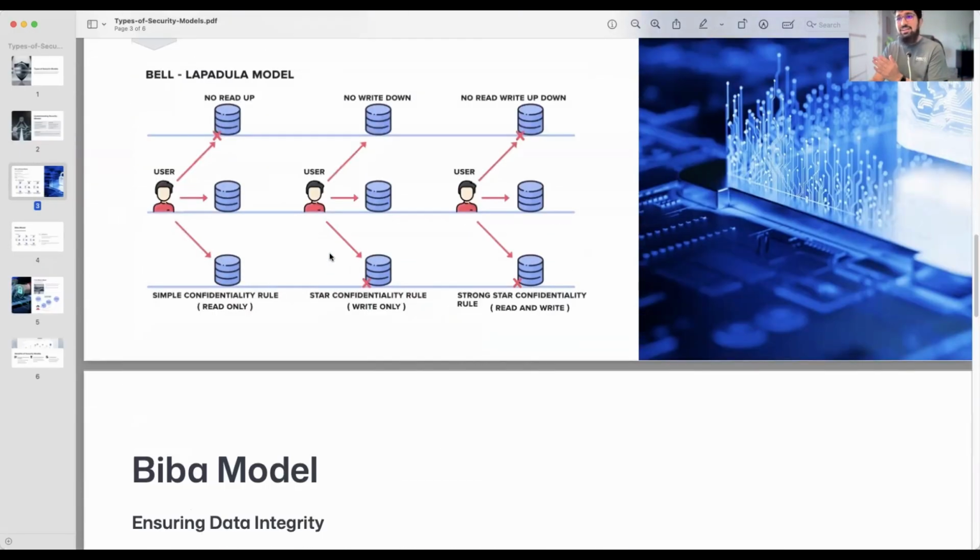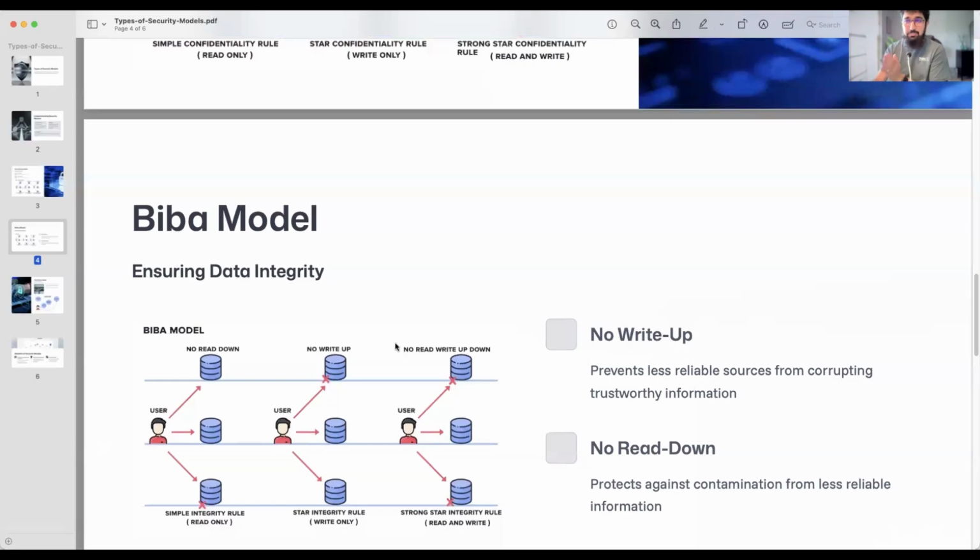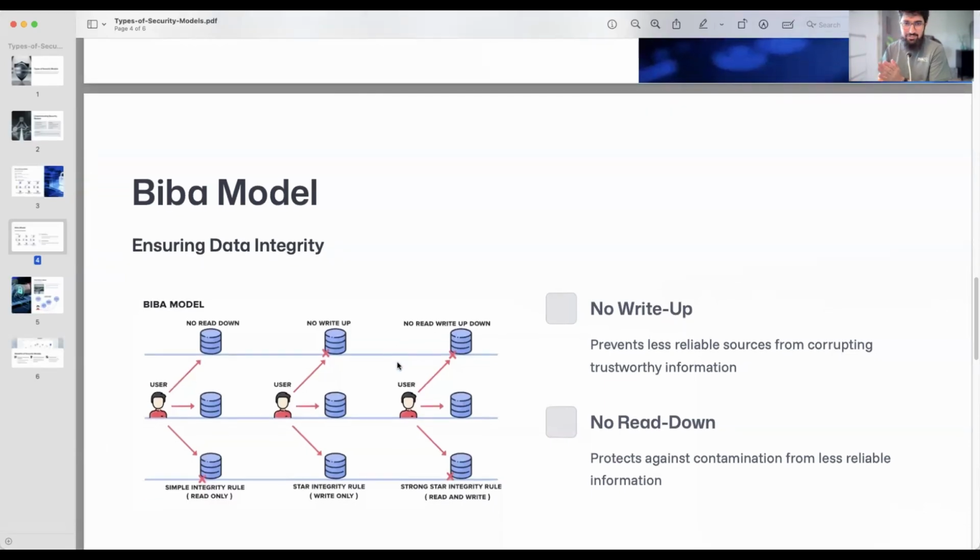So in the Biba model for data integrity, no read down, but you can read up. And no write up, but you can write down. And the third level, which is called the strong star integrity rule, basically says you cannot see beyond what you have been given clearance to access.